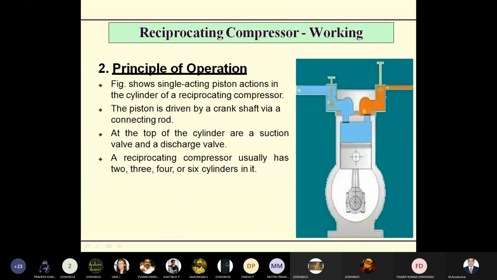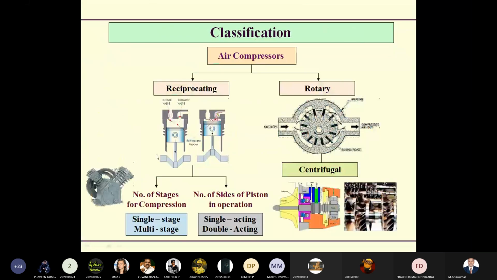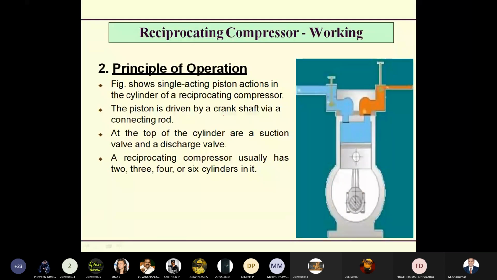So we have the reciprocating compressors, right? We can study the work done on the reciprocating compressors in the subsequent slides. You know very well the working of a reciprocating compressor is a single-acting piston action in the cylinder. The piston is driven by the crankshaft via a connecting rod. So this is your crankshaft, this is your connecting rod, this is your piston, and this is your cylinder.